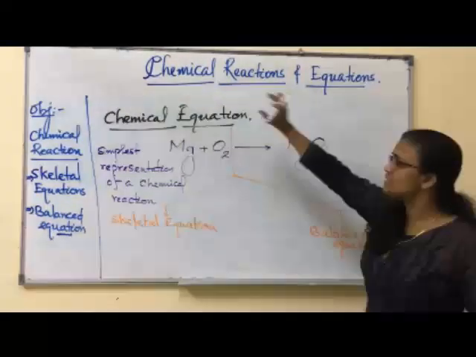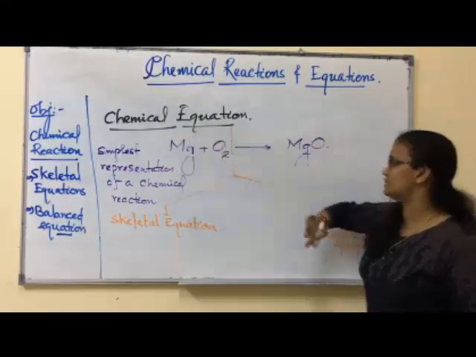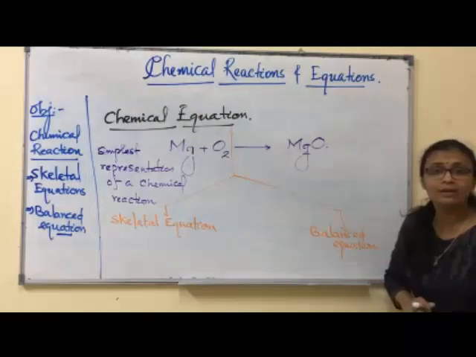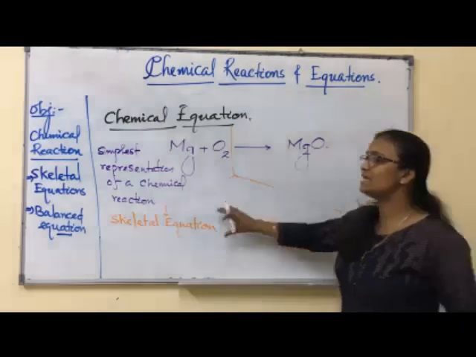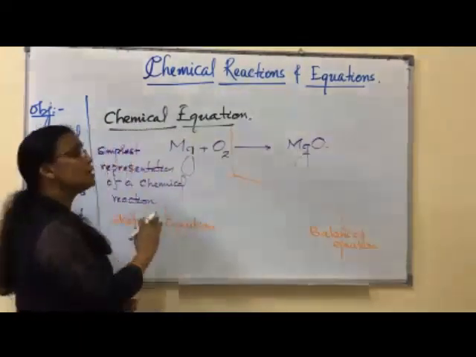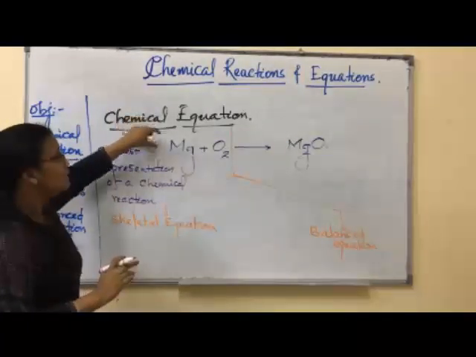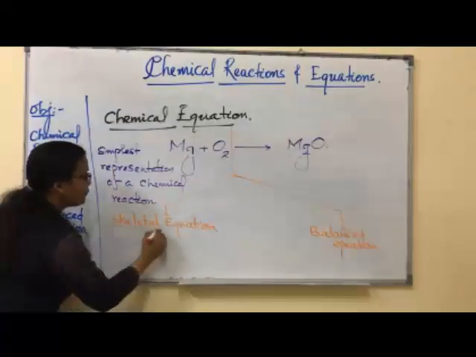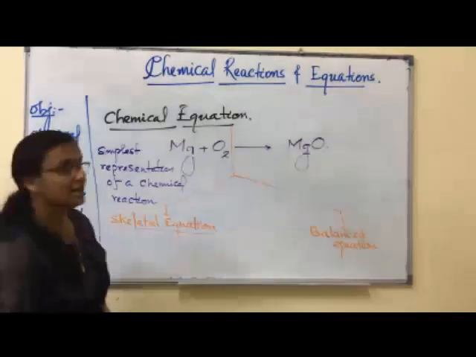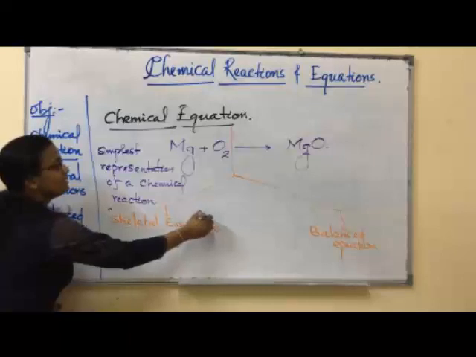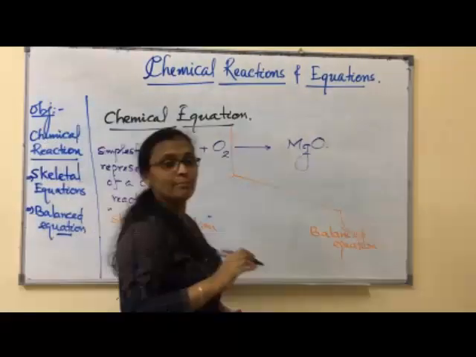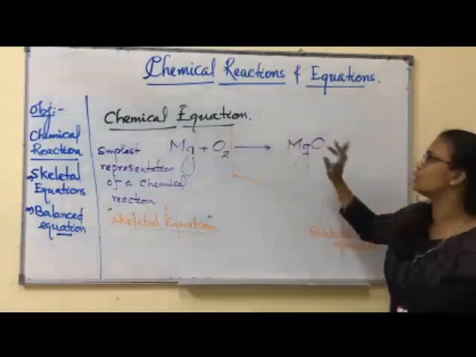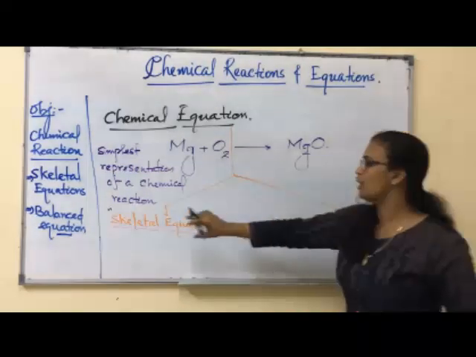Skeletal equation means we just represent the chemical reaction in terms of symbols. It is not necessary that the atoms of each and every element are equal in both the reactant side and the product side. That means it is a simplest representation only. We are not checking whether the atoms of each and every element are in a balanced state or not. So skeletal equation means it is the unbalanced representation of a chemical reaction only. We only consider the symbols of atoms, molecules or compounds involved in the chemical reaction.